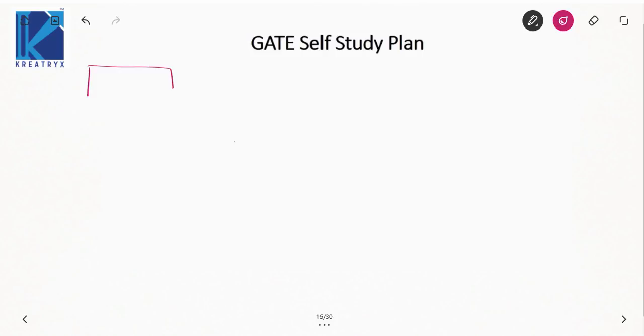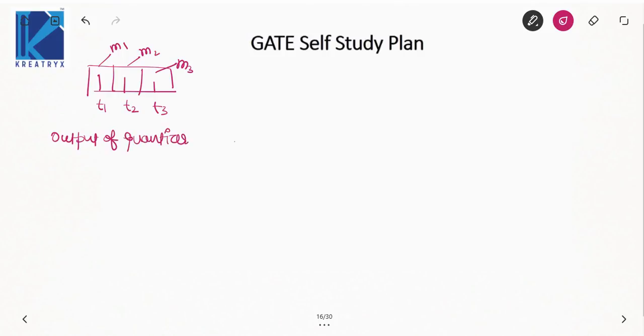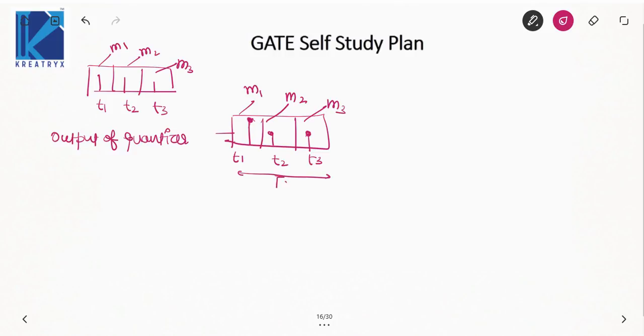Now this frame is encoded. So this was our frame T1, T2, T3, and this was the sample of M1T, this was the sample of M2T, and this was the sample of M3T. So what will be the output of the quantizer? The quantizer will basically quantize these values, so it will map each to the nearest integer. So it will be M1T, M2T and M3T, and the time slots will be T1, T2, T3, and the complete duration will be equal to the frame size, which is the sampling interval.